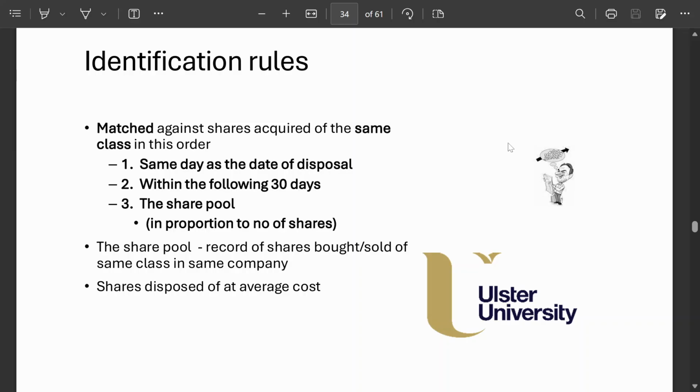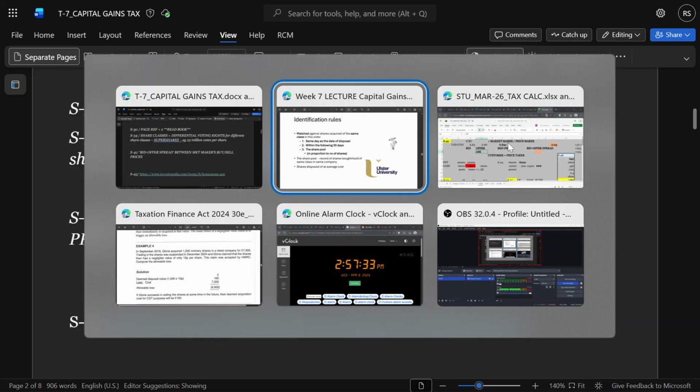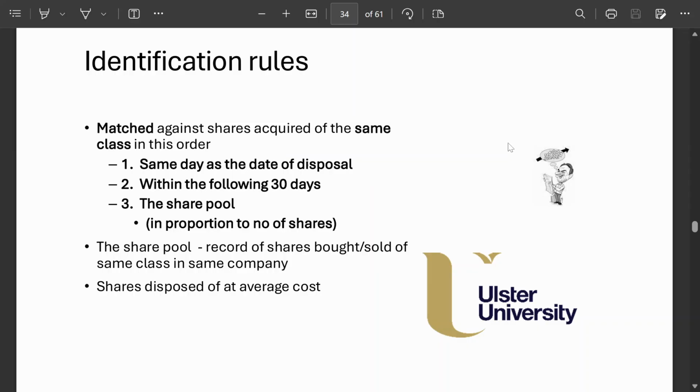Okay, so business connections to all this. That's why we look at the same class of shares, because the prices can differ for different classes of shares, since you have differential voting rights. Some shares have many votes per one share. So that's why you look at the same class of shares.